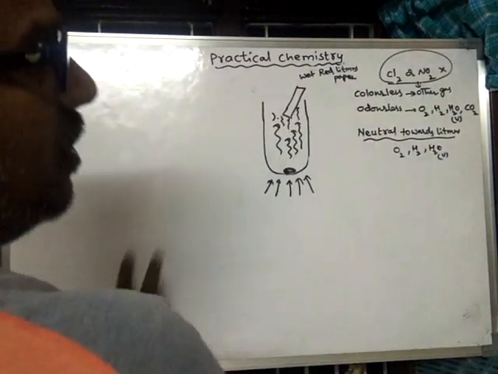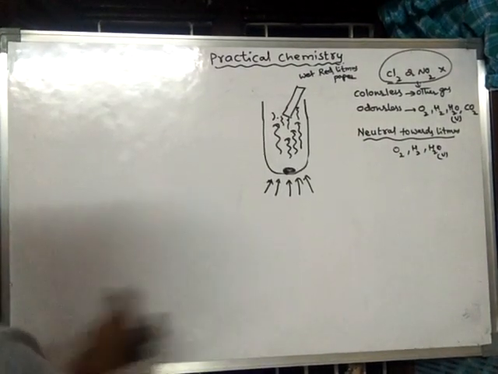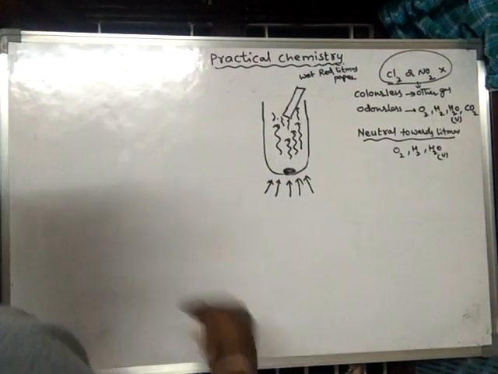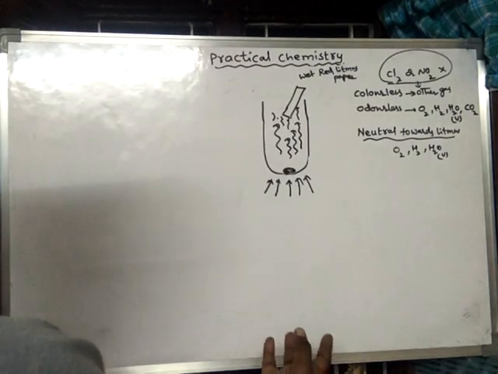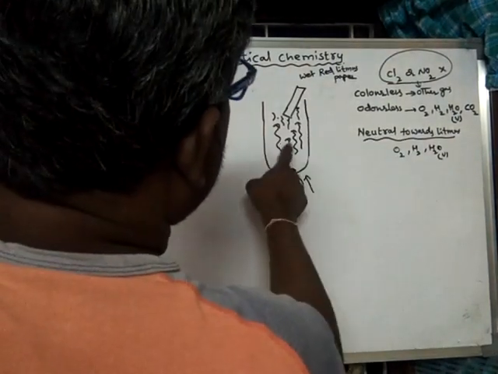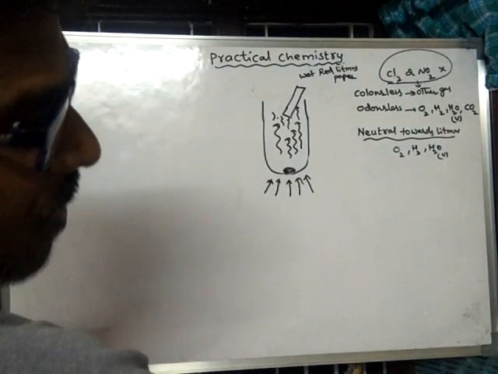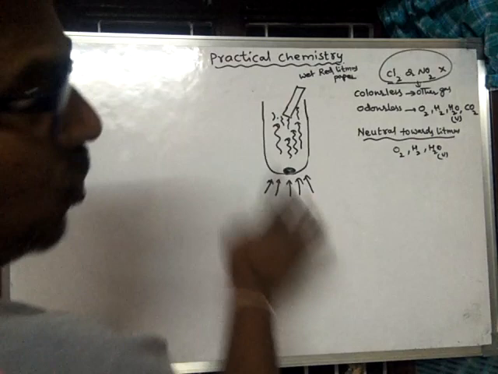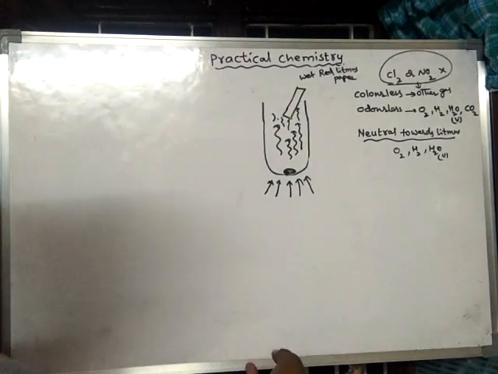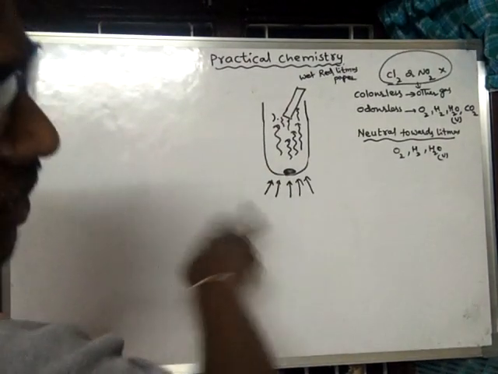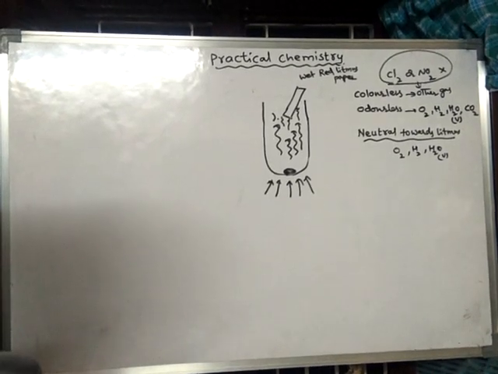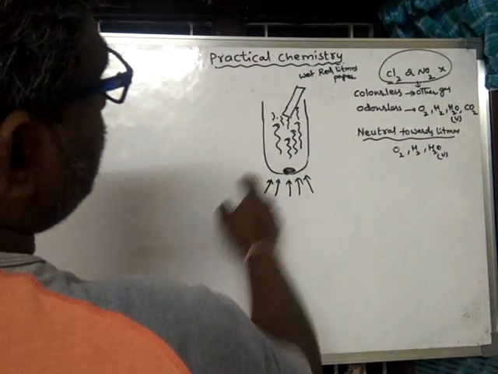Because carbon dioxide is an acidic gas, we can eliminate it. It turns blue litmus to red. If it were carbon dioxide, it should have shown its effect on the blue litmus paper. But this gas is not showing any effect on the blue litmus paper, or even on red litmus paper. So that is why this gas is a neutral gas.